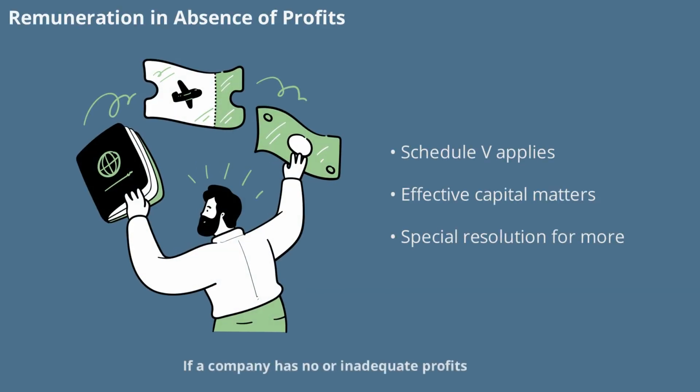If a company has no or inadequate profits, remuneration to directors and managers must comply with Schedule V. The limits depend on the company's effective capital, and higher pay requires a special resolution. This ensures that pay remains reasonable even in tough financial times.